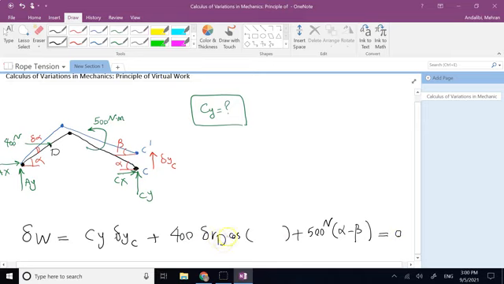Find what delta R of D is in terms of this delta alpha, and find beta as well and delta Y of C. There are several things that I have to relate all of them to this alpha and delta alpha. So what are they? First thing is, what's the angle here?